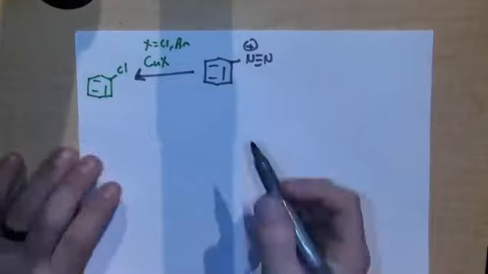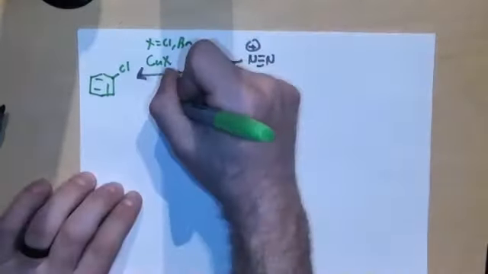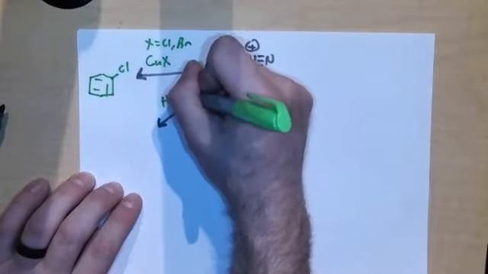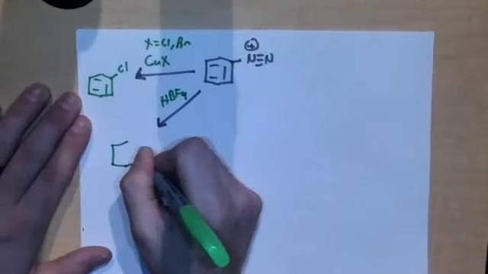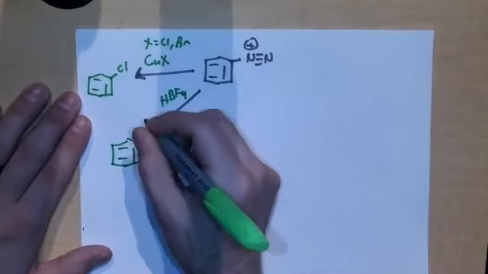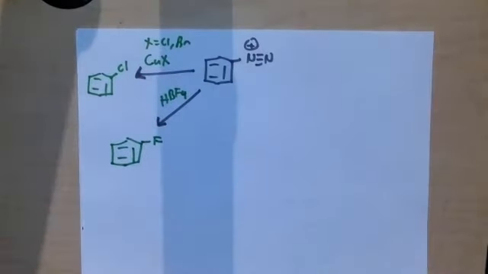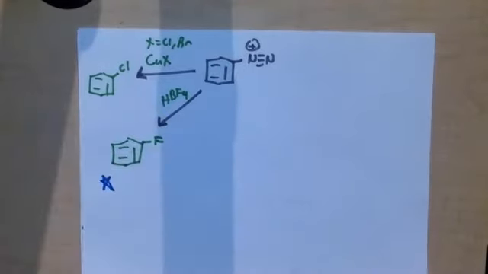So some more interesting reactions. If we throw in HBF4, this is going to let us fluorinate. And this is the only way that we know how to fluorinate. So I'm going to put a star next to it. Which means if you ever see a fluorine on your molecule, you're going to have to go through this pathway.